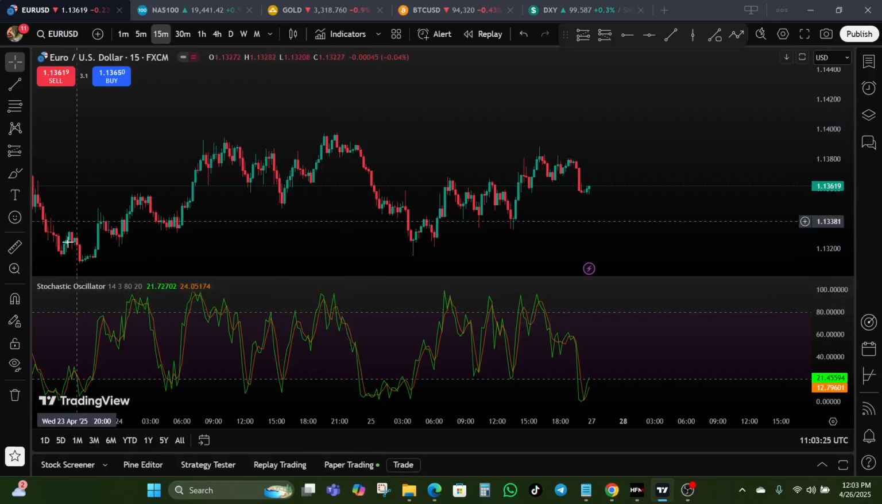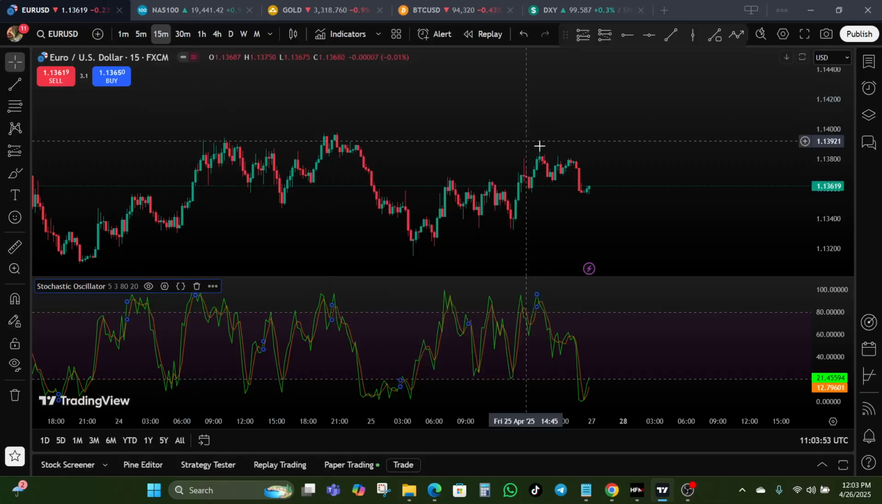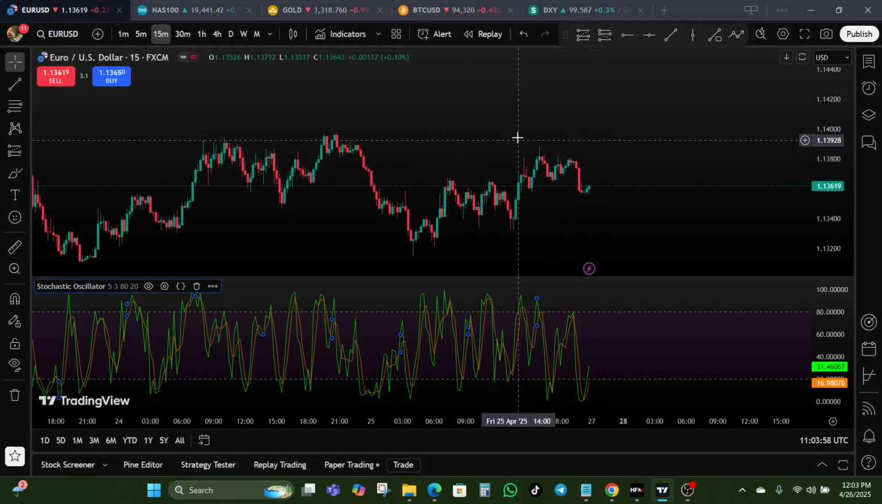Now, you can also tweak the settings, right? You can tweak the settings slightly based on your trading style. For example, 14 for length and 3 for the D line length is common, right? But you can use a faster setting like changing this to 5 if you are a scalper and you want to use the lowest time frames.